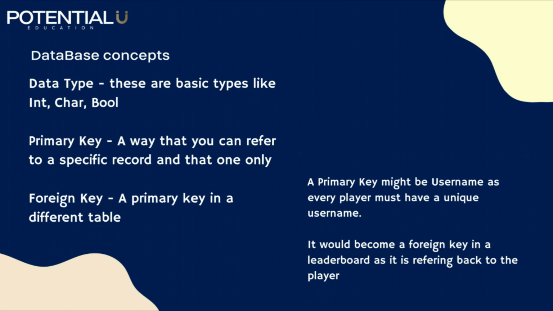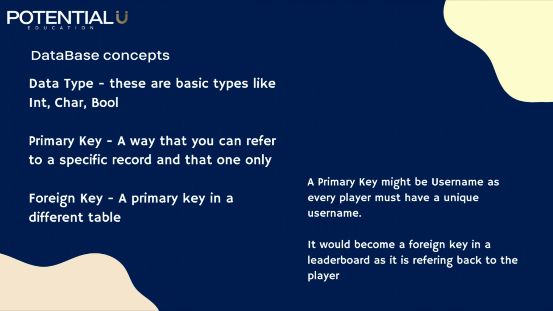So some important database concepts are data types. I'm sure that you guys have come across these already. So stuff like integers, chars, bools, strings, they're pretty bog standard across computer science. And then primary keys, so that's a way that you can refer to a specific record and only that record. And then a foreign key, so a primary key in a different table.